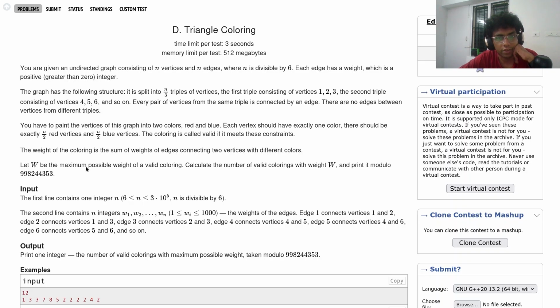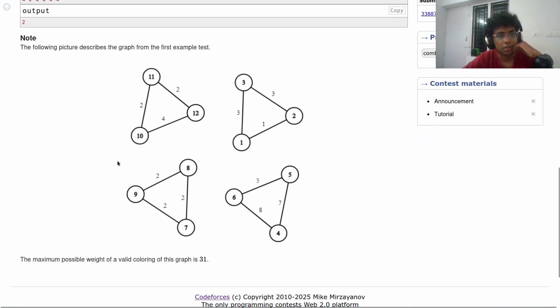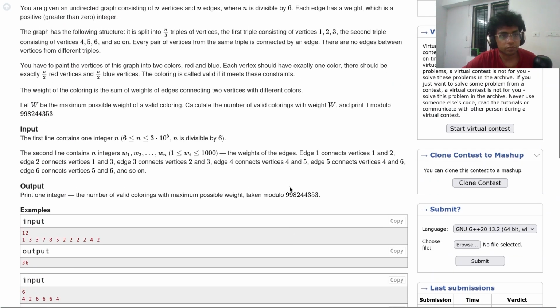So basically every group of 3 is connected. They are all connected by an edge, and there are no edges between vertices from different triples. We can just look at the diagram, right? So 1, 2, 3 are connected. Similarly 4, 5, and 6 are connected. 7, 8, and 9 are connected. These components are independent of each other.